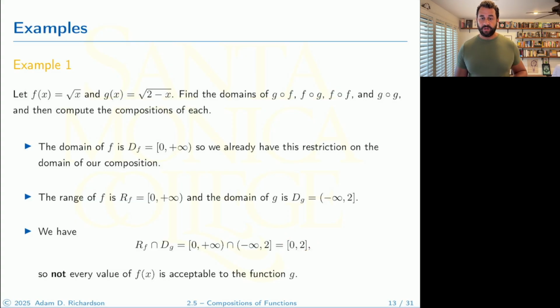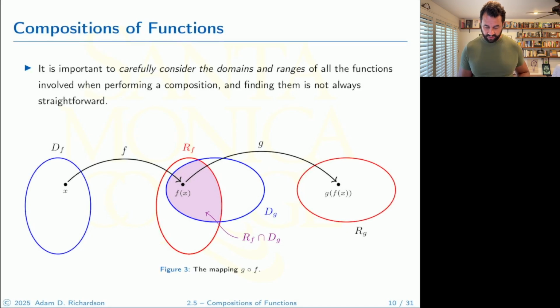All right. So what this means is that not every value of f of x is acceptable to the function g. There's a restriction. So it is very much like this. This overlap is not complete. There's only a little bit of an overlap. This is like, this and this, and they're not perfectly covering each other. There's some overlap and there's some not overlap.